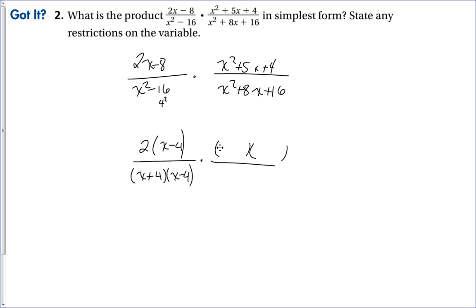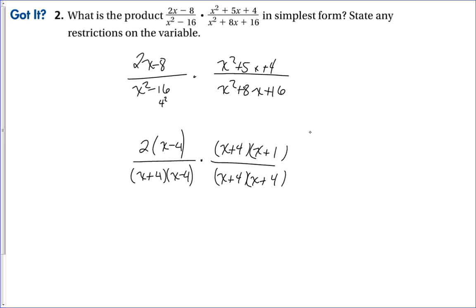Well, x squared can only factor into x and x. Both the signs are plus, so we know this is plus and plus. Now 4 can go to 4 and 1 or 2 and 2. Well, 2 and 2 won't give us 5, but 4 and 1 will. Now let's factor the bottom. We know it's x and x. Both signs are positive, so we know it's plus and plus. Factors of 16. Well, the only one that'll work to give you the 8 would be 4 times 4.